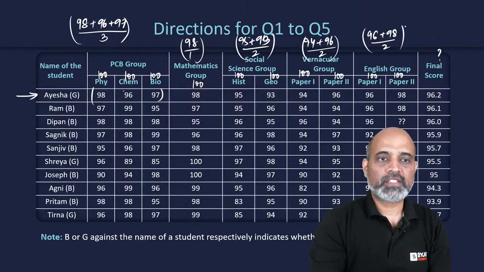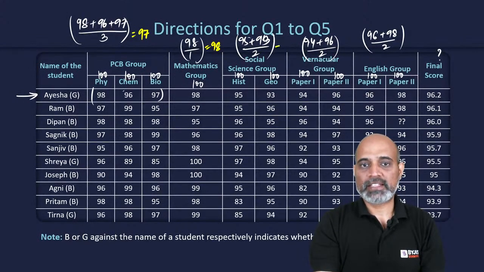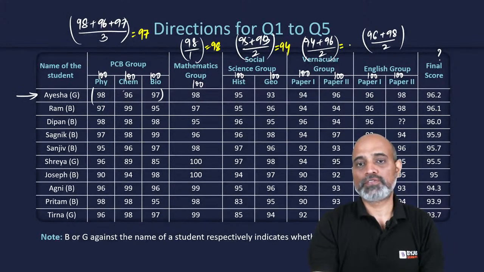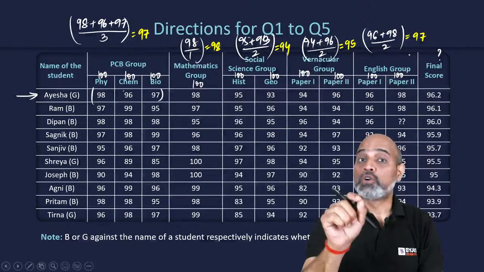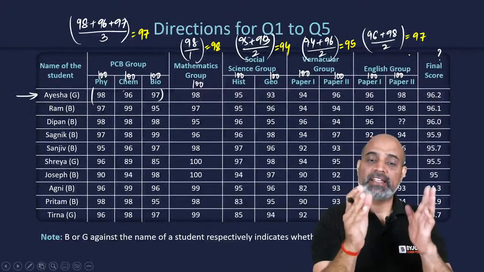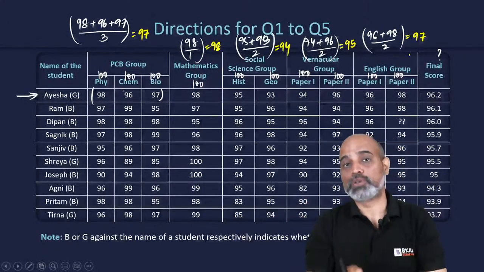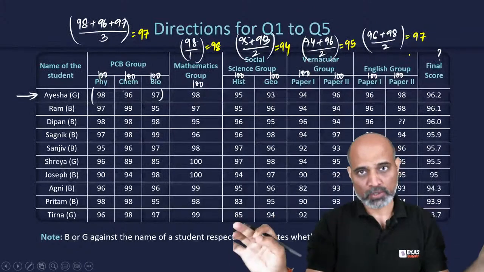Now, if you solve this, 98 plus 96 plus 97 out of 3, this is going to give us 97. This is going to give us 98 only. This is 95 and 93 plus 2, this will give us 94. 94 and 96, if you solve this, is going to give you 95. The next one is going to give you 97. So this is the group score. How do we calculate a group's score? Meaning, for one subject, taking as many papers as it has, we take the average of the scores within that group. So individually we calculate this.